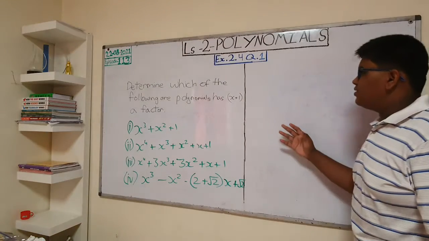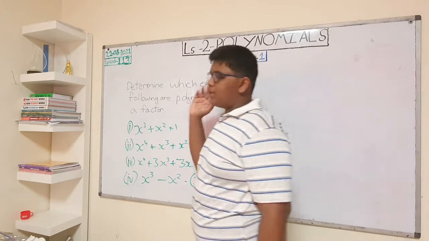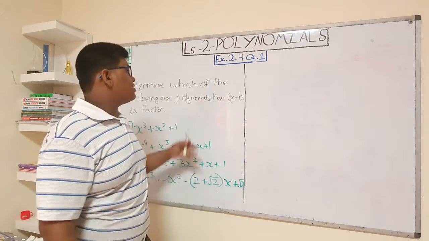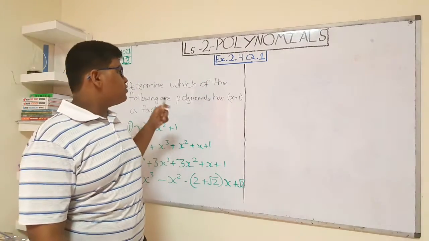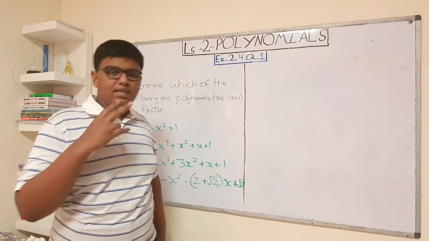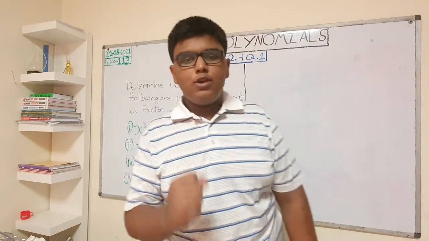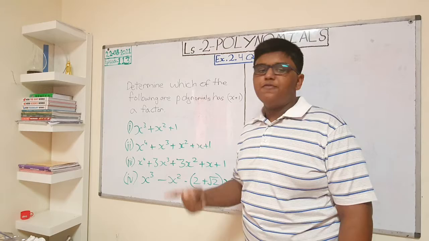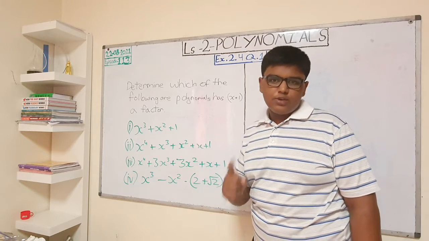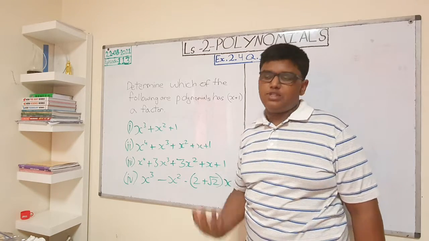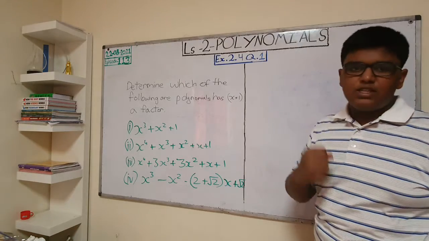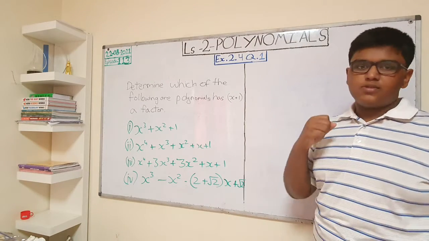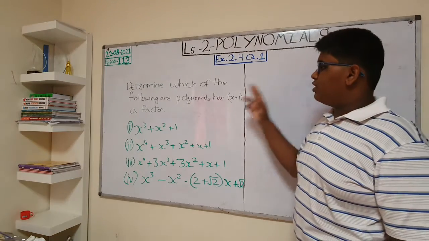Today we are going to do the first question of exercise 2.4. So 2.4 is our second last exercise of the polynomials chapter. After that we have one more exercise in which we have 16 questions. So we are going to finish that as fast as we can. Now what is the first question?